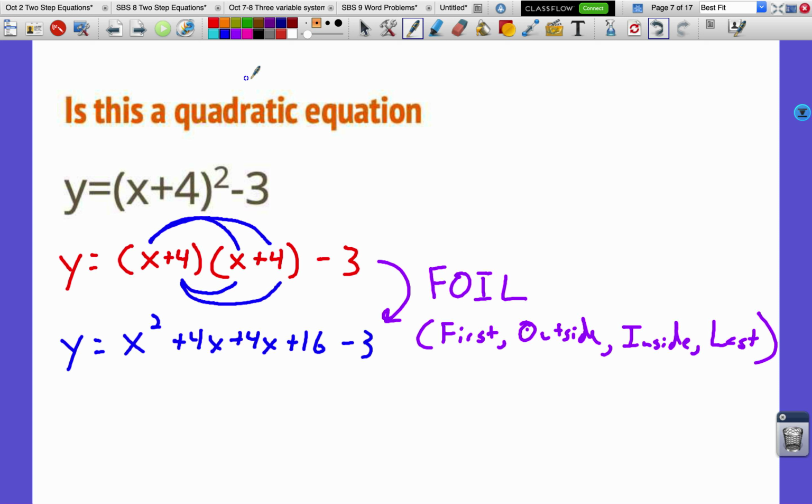And now we're just one step away. All we have to do is combine our like terms. And this will be simplified. y equals x squared plus 8x plus 13.